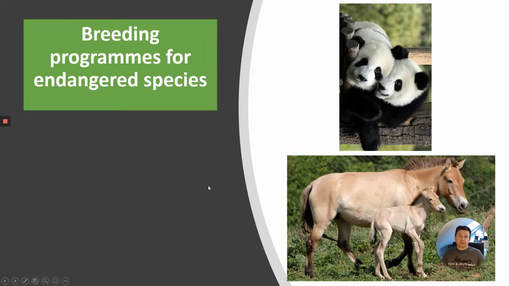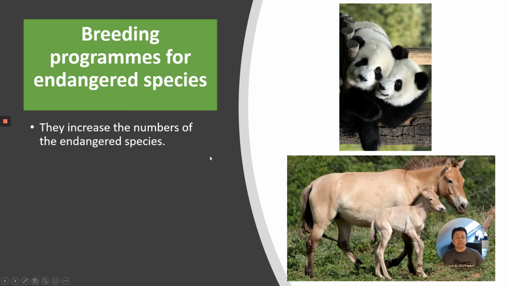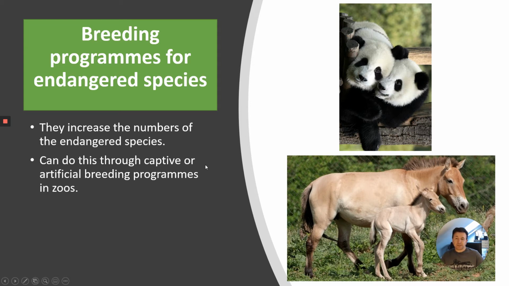The first thing is endangered species. An endangered species is where the numbers are so low that it's making it very difficult for them to survive in their natural habitats. So many places have what we call breeding programs. You can increase the number of the endangered species through captive or artificial breeding programs in zoos, and some programs look to improve the habitats from where they came and then reintroduce species into those environments.